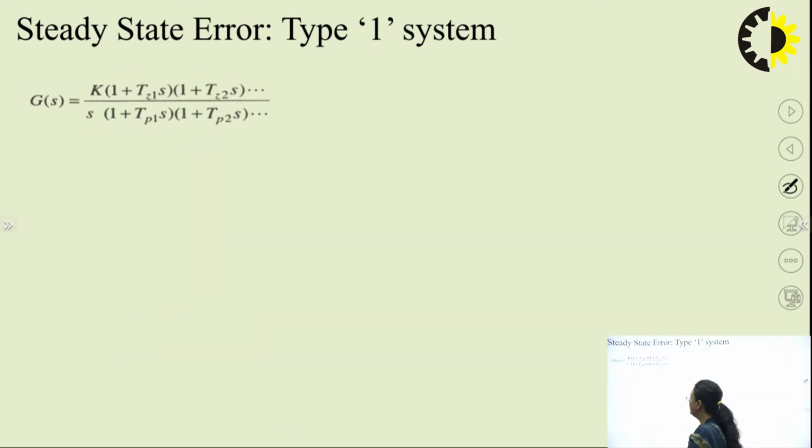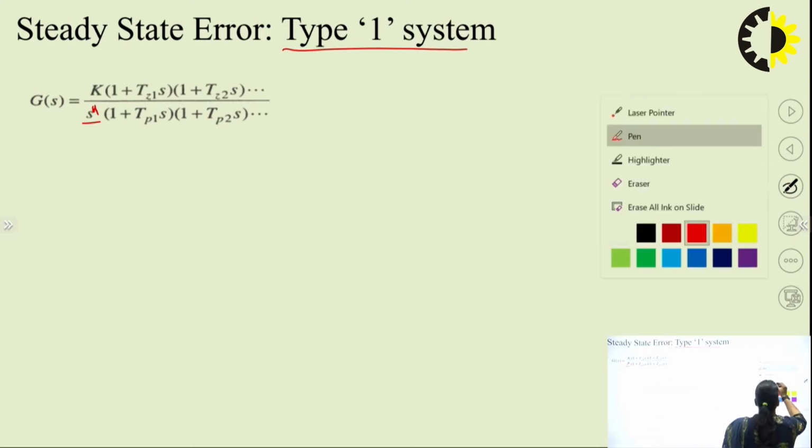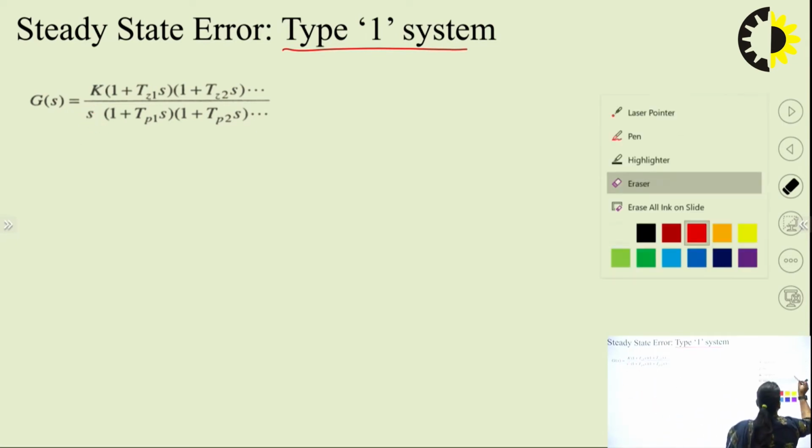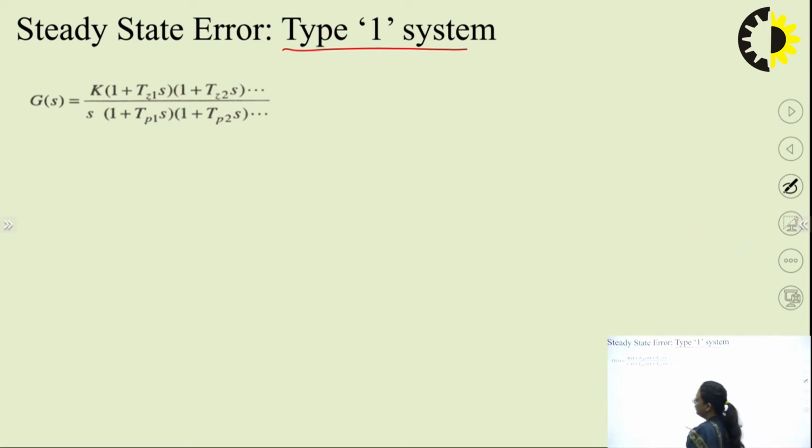Now coming to the type 1 system. When we have one pole at origin, that means s raised to the power 1, this is called the type 1 system. There is one pole at origin. Now let's again find out the value of Kp, Kv and Ka and the corresponding steady state error for type 1 system.